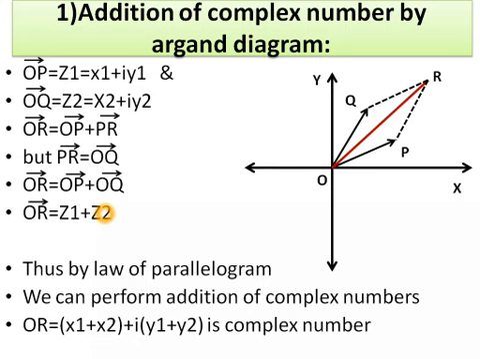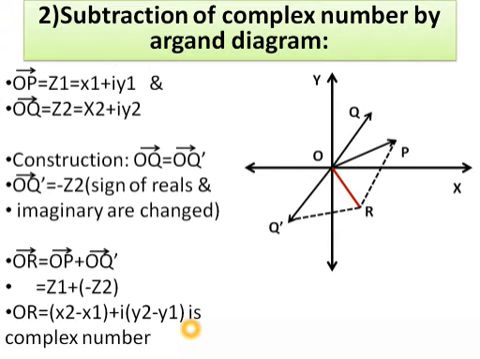The resultant, that is OR, that we have received in the addition is also a new complex number having real part x1 plus x2, while it will have imaginary part y1 plus y2. So the addition of any two complex numbers is again a new complex number, and that addition can be performed by considering the law of parallelogram. Similarly, we can consider the new case, that is subtraction of complex numbers.